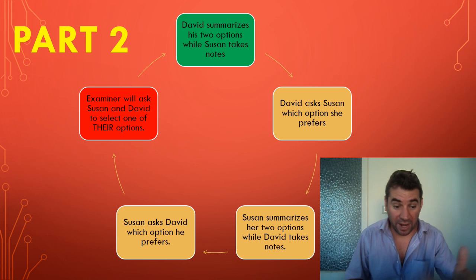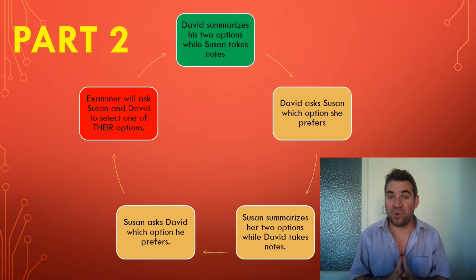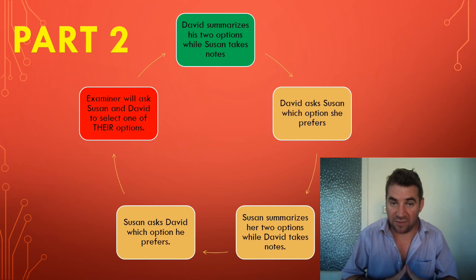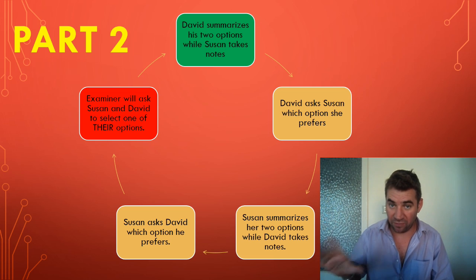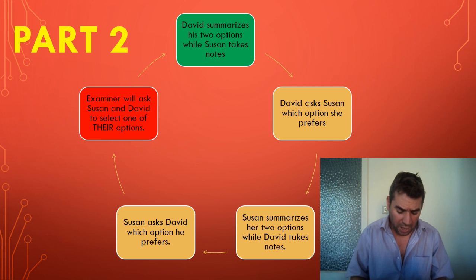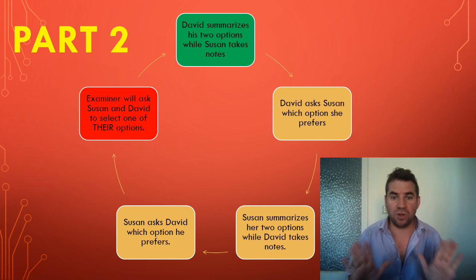Then we get to the red box here, and the examiner will turn to both Susan and David and say, "I want you to pick one of your own options." Not one of your partner's, your own. All you've got to do is say, "I think this one," and you don't have to justify it. You don't have to say why. You're just giving the name: "I think this is best," or "I think he is the best candidate."